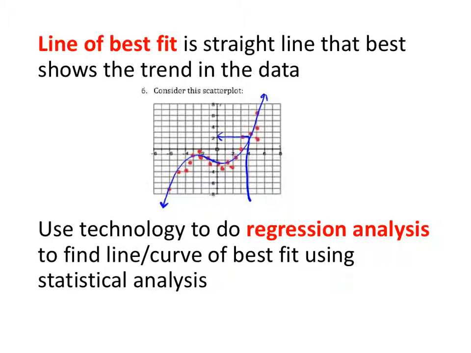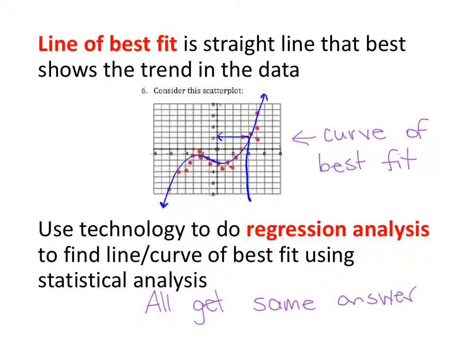When we were creating our sketches, we were either finding a line of best fit for a straight line or a curve of best fit for the data that looked either quadratic or cubic. From here on out, rather than trying to use our best guess, we're going to use technology to do regression analysis. This will allow us to find the line or curve of best fit using statistical analysis, and the benefit is that now we all get the same answer because we've all done the same process.